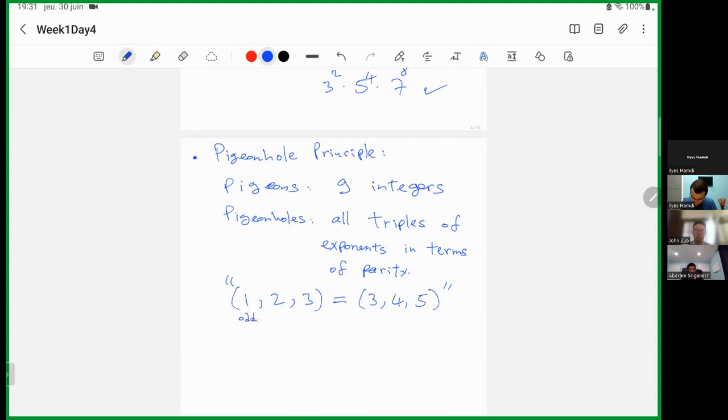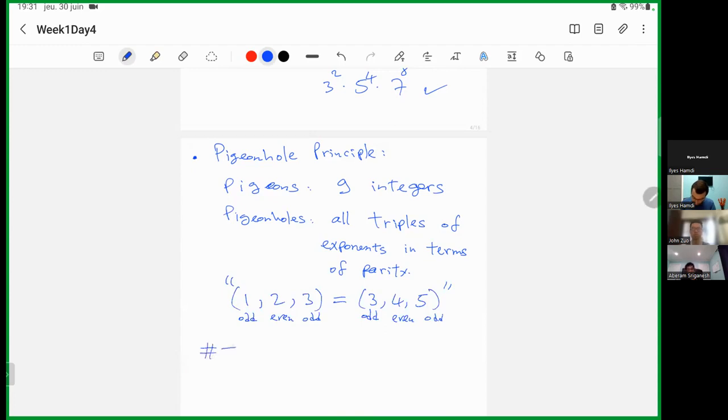So this is odd, even, odd. This is also odd, even, odd. So I will consider it as the same. Now my question is, how many such triples do we have? How many cases do we have? So I have 3 exponents. Each exponent can be either even or odd. And my question is, how many different triples do we have? Yeah, 8.